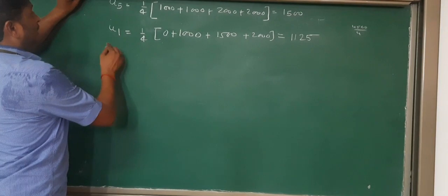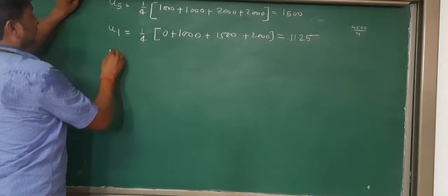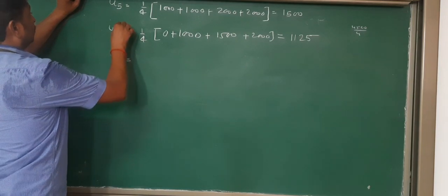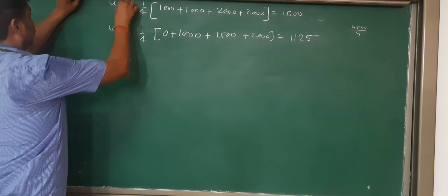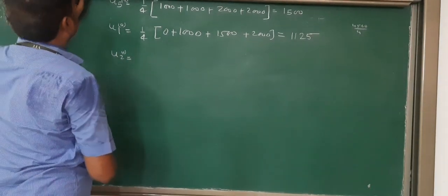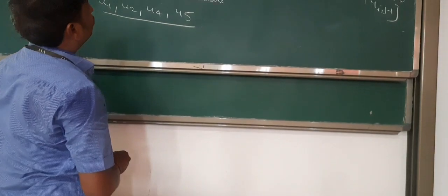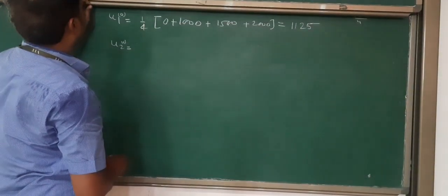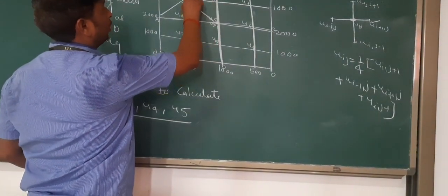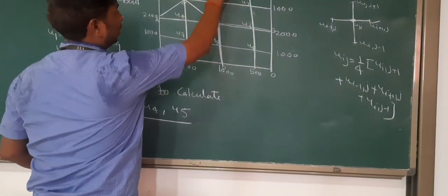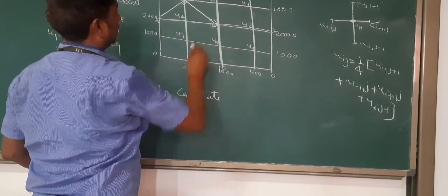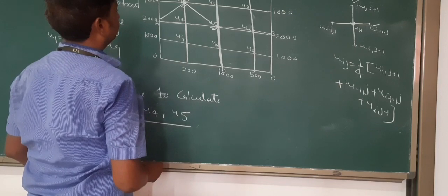1125. Once you know u1, then go for u2. This is u1 0, correct? u5 0, 0. So initial value. So what is u2? u2 one, which one better? See, we know this value, we know this one, we know this one, correct?